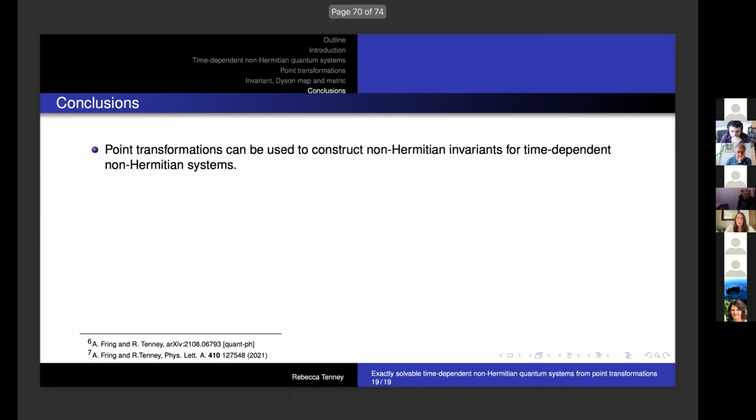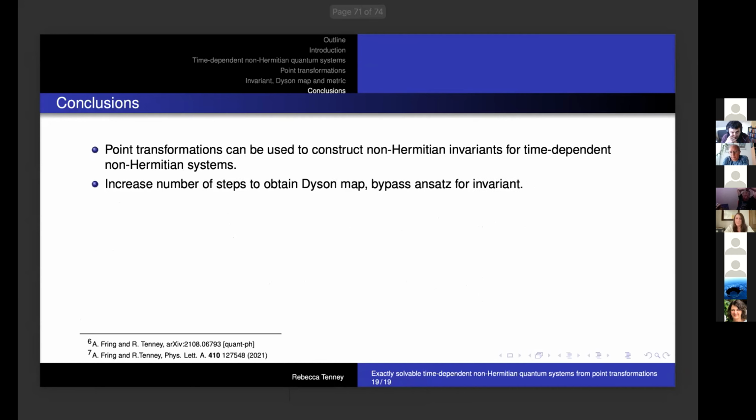My conclusions. We have shown for the first time that you can use point transformations with non-Hermitian Hamiltonians. This had only been done in the Hermitian regime before. It has increased the number of steps to find the Dyson map, but it has bypassed the need for an ansatz for the invariant. And we've actually started looking a bit more at more complicated models where it would have been very difficult to find a correct ansatz for an invariant for those models. So this procedure really does help with that.